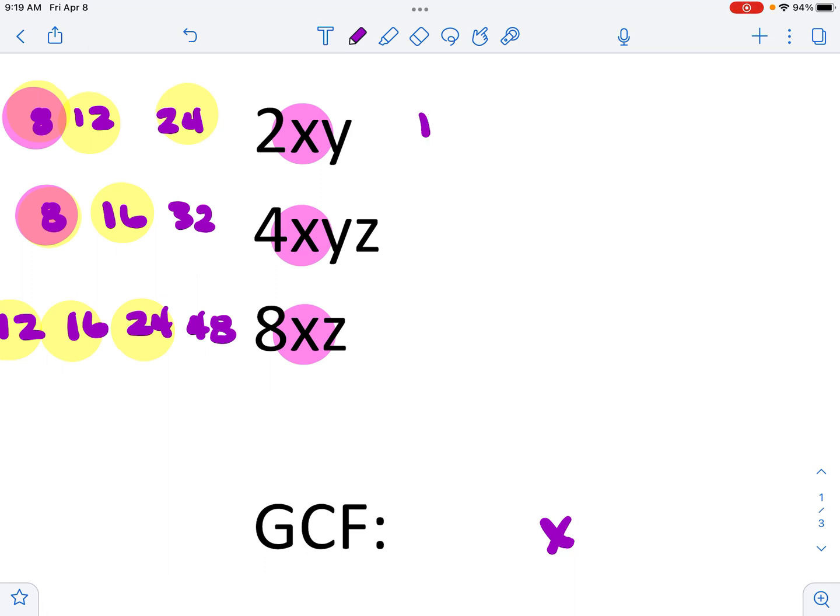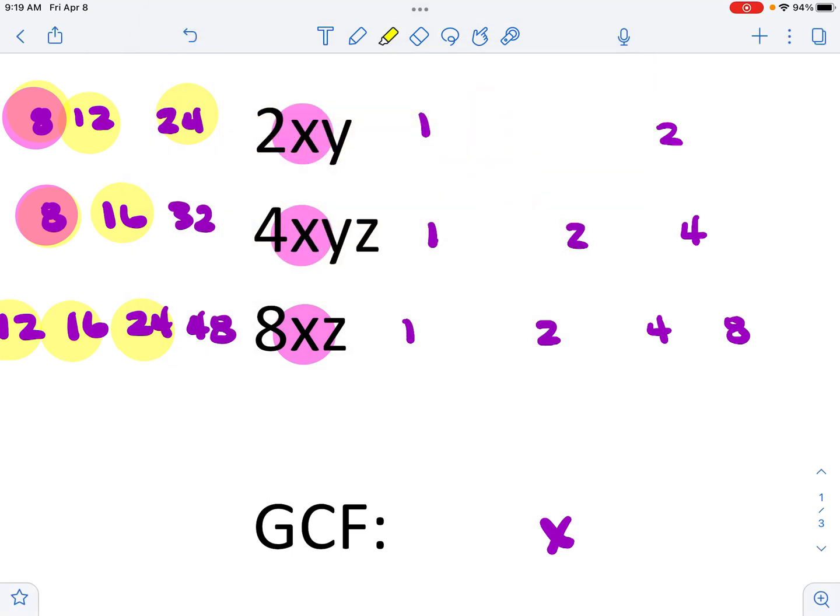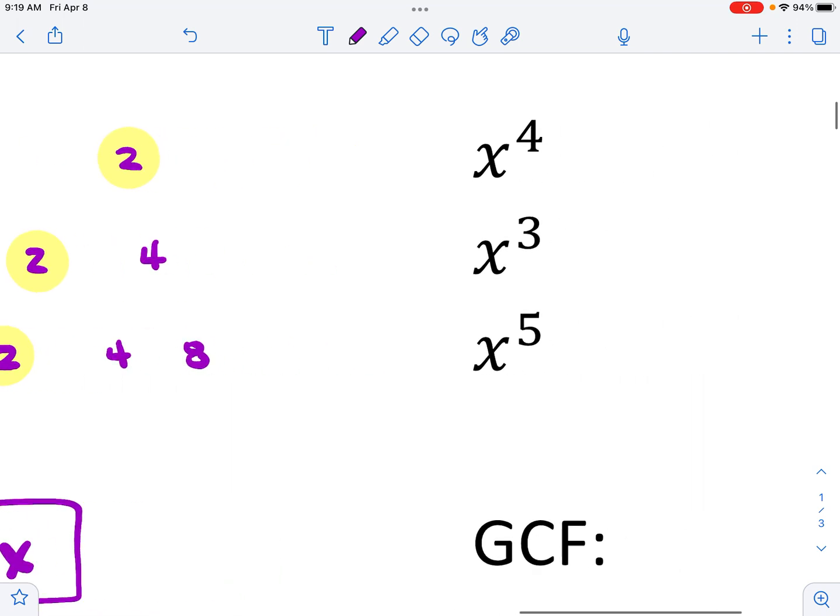This is going to be 1 and 2. This is going to be 1, 4 and 2. This is going to be 1 and 8 and 2 and 4. Remember, those are all numbers that we multiply together to get our coefficient. And the biggest number that is in all 3 of them is the 2, which is why the GCF for this is 2x. It is not x, and it is not 2, it is 2x.